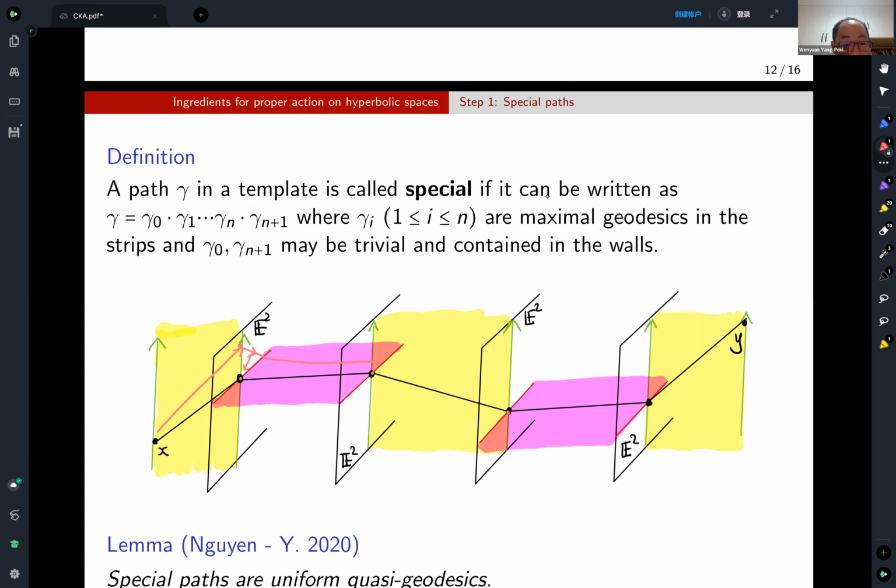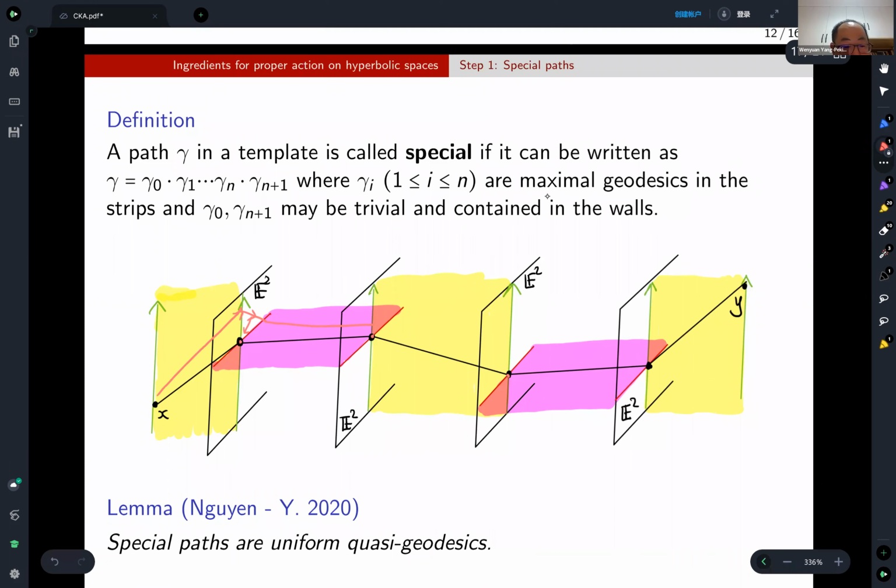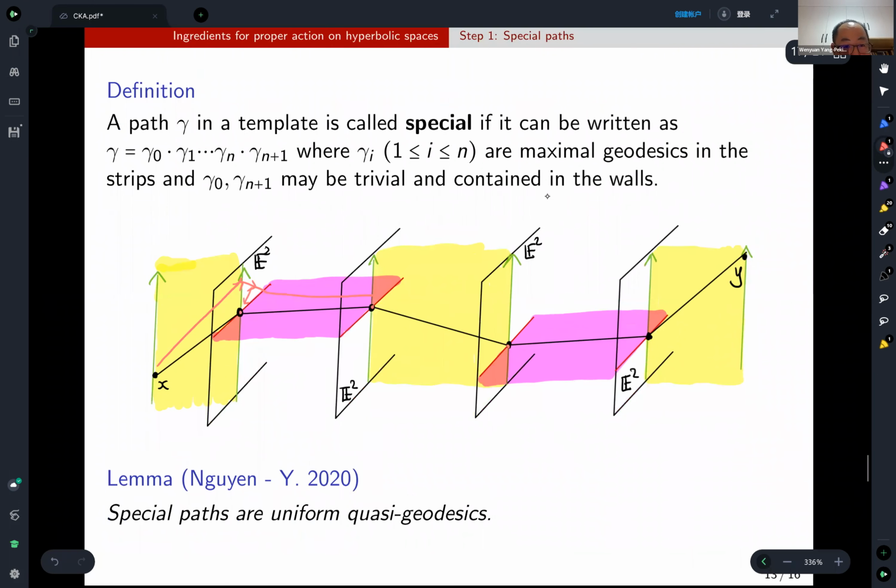You can cancel this geodesic triangle, and then you don't increase the path too much. So the consequence of this definition is that the spansel paths are uniform quasi-geodesics.